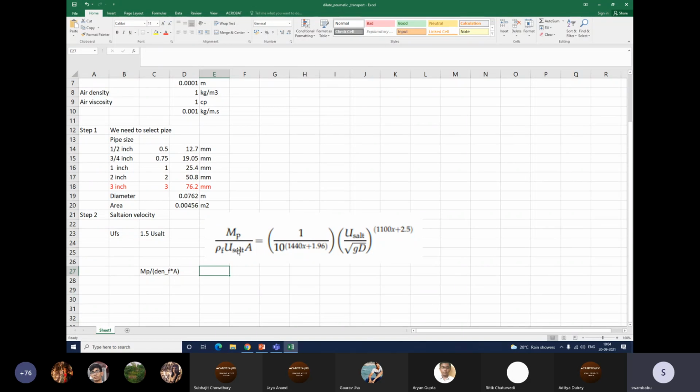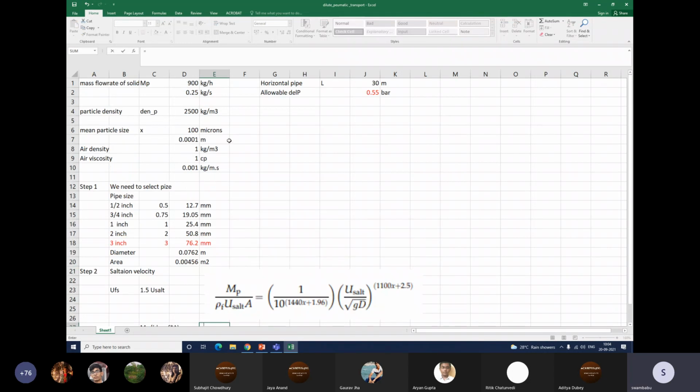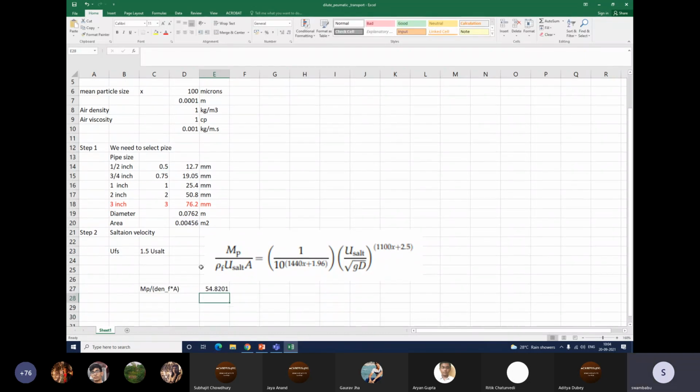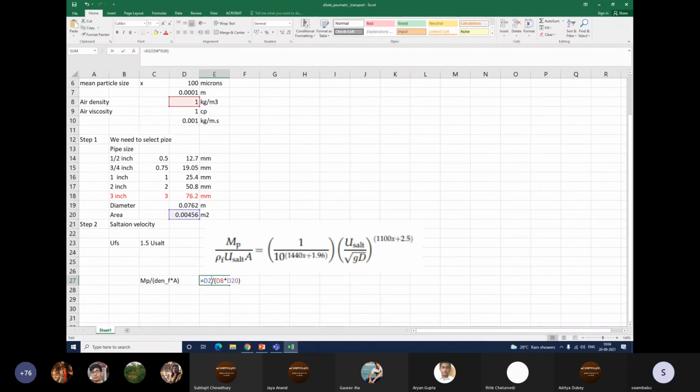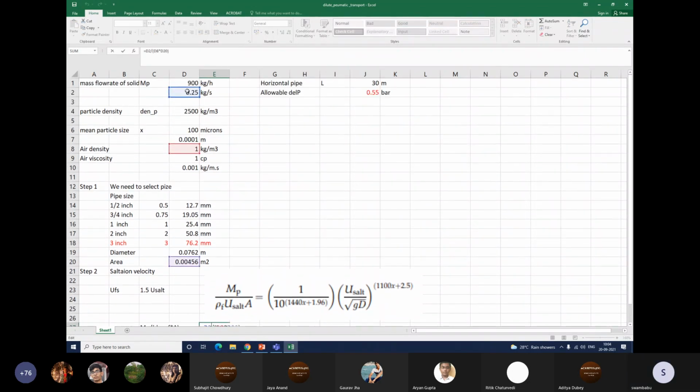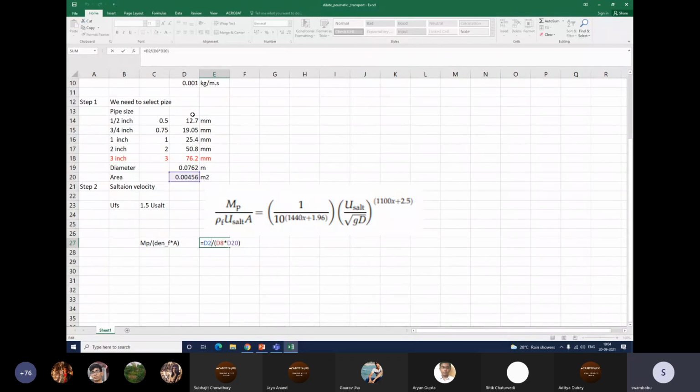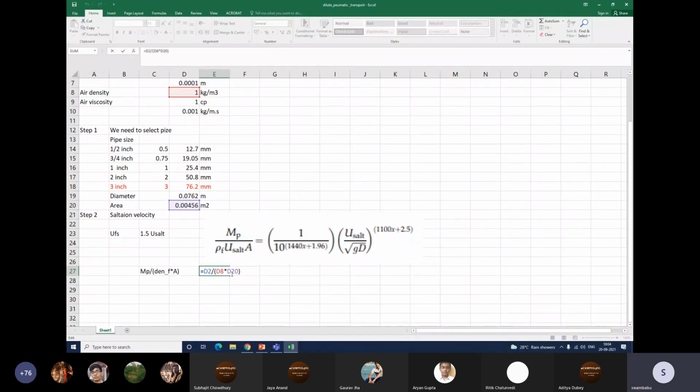So I'm just calculating this expression, Mp by density of fluid into A. So this will be Mp divided by density into area. I have used this, then I got this. You can see mass flow rate by density, and we have the area.